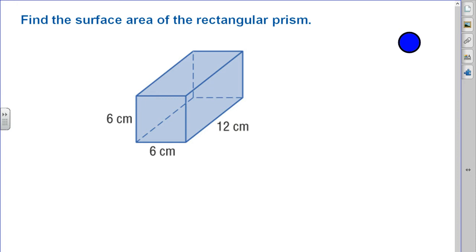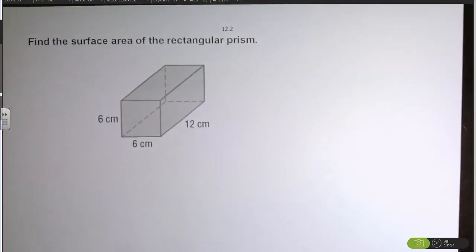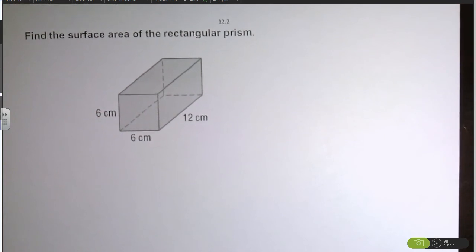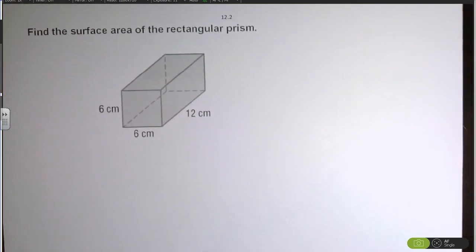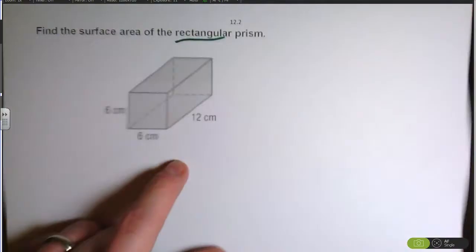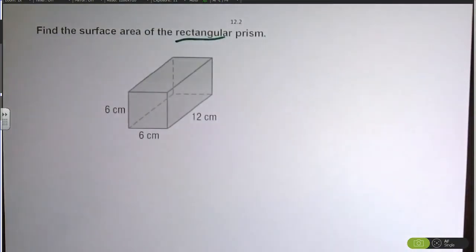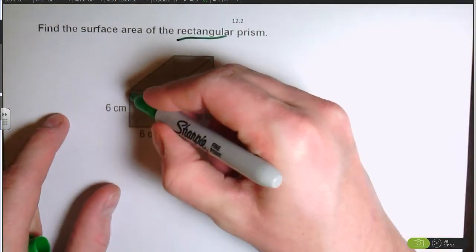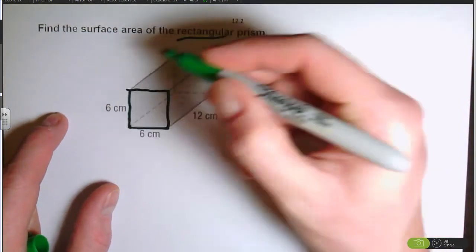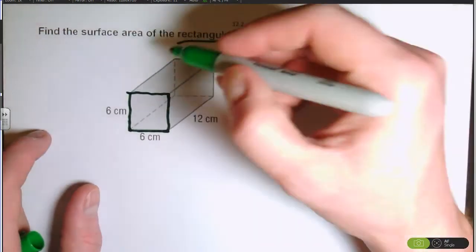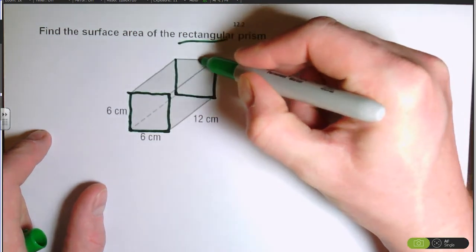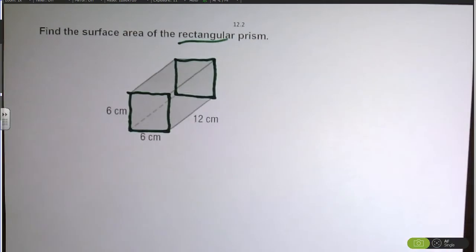Okay, so now when we look at this problem, here's the issue. By definition, for a prism, the bases are the two parallel sides. Well, in the case of the rectangular prism, the bases are any two sides that are across from each other, because if I look at the front, let's say, even though most people would say, no, the bases are what it sits on. Well, give me a second. If I look at the front and the back, hey, those two are parallel to each other.